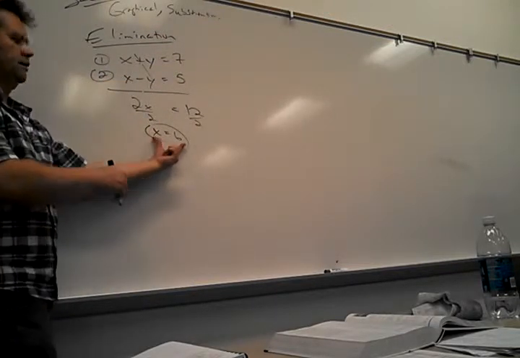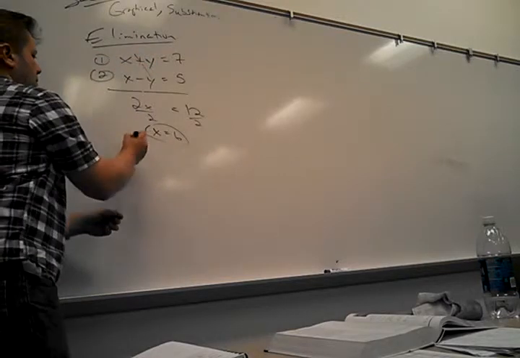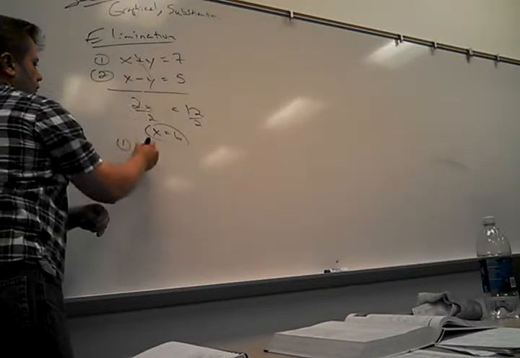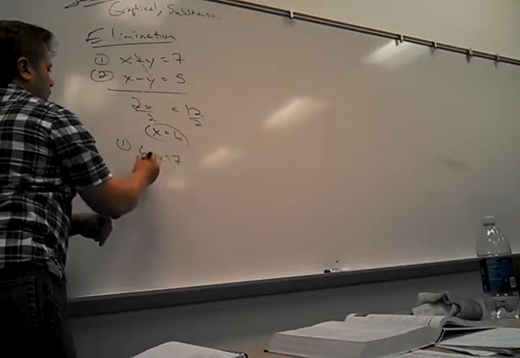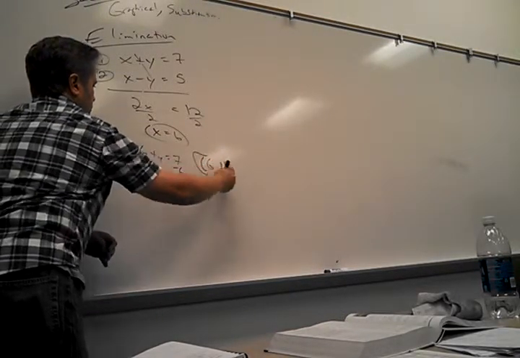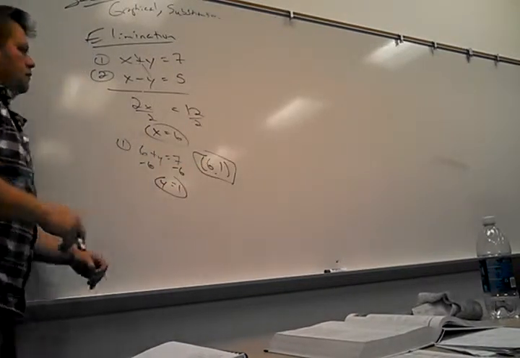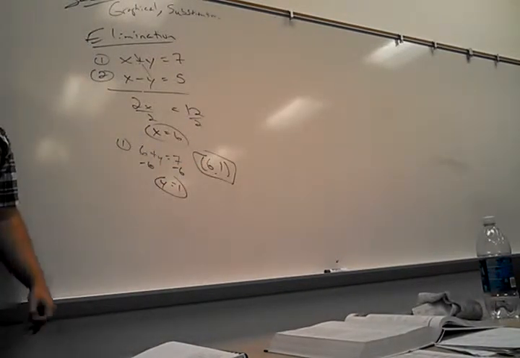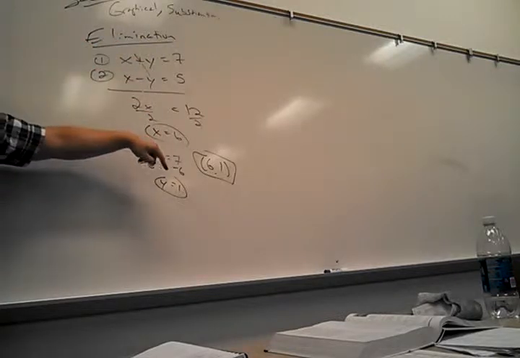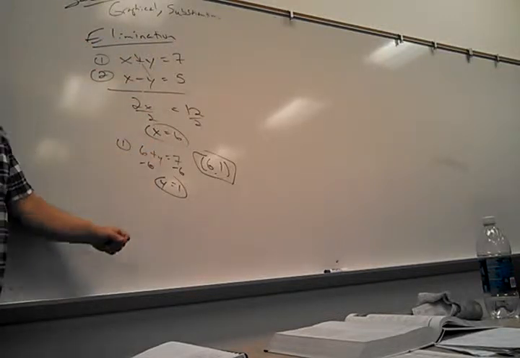Now, of course, am I done yet? So now you just plug it back in, either one. So plug a 6 in for x. So I get y equals 1. So my answer is 6, 1. Cool. As always, it would be the place where these two would meet if I graph them, right? And that idea never changes.